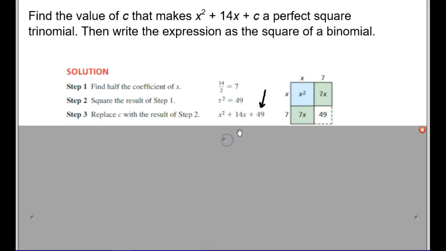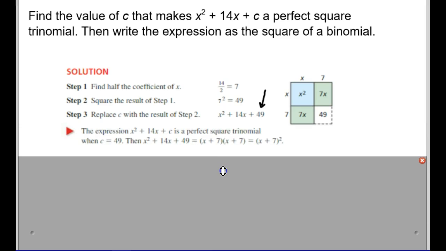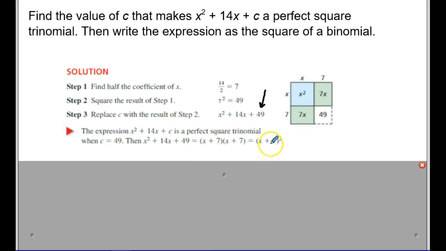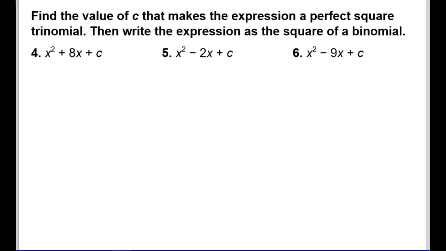So now I can rewrite this as my square of a binomial. You'll notice here I've got my x plus 7 squared. So you'll see that this value that we come up with here is what goes in here. So this will come into play a lot here in just a few minutes. Okay, so here's some for you to try. Try and figure out what this c value is going to be in order to make this a perfect square trinomial.